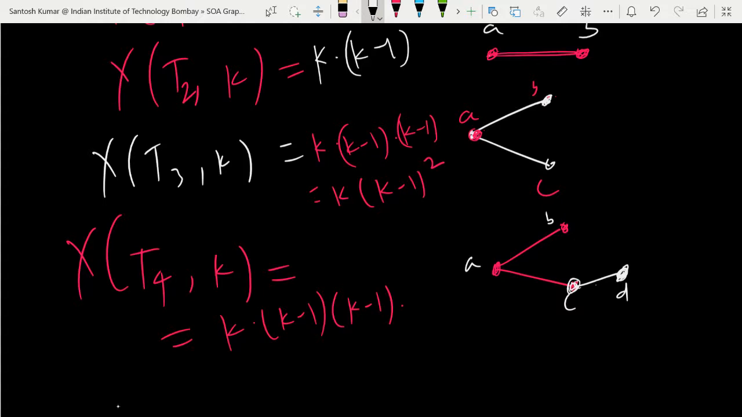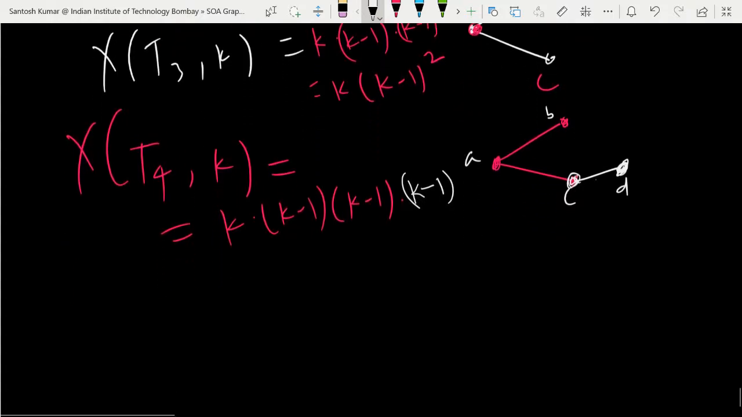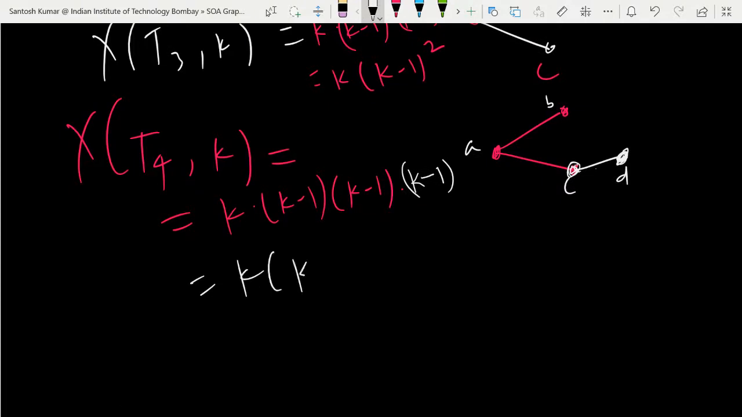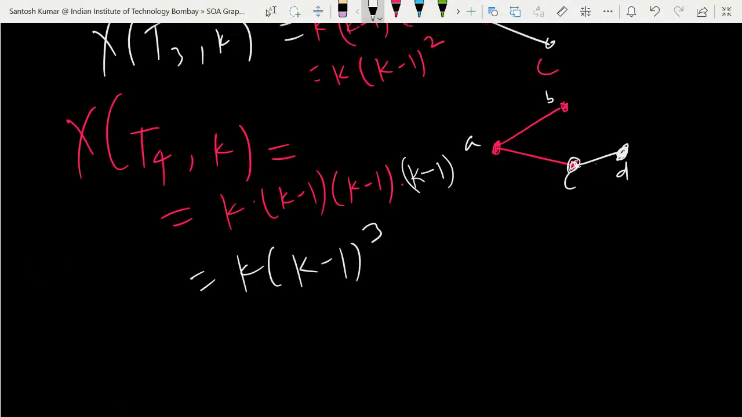And D has K minus 1 choices. Yes, sir. Actually, in a tree, if you notice, each vertex except the root, where you started, I call it the root, will have K minus 1 choices. And for the root, you have K choices because you are starting there. So you can notice here K into K minus 1 to the power 3.